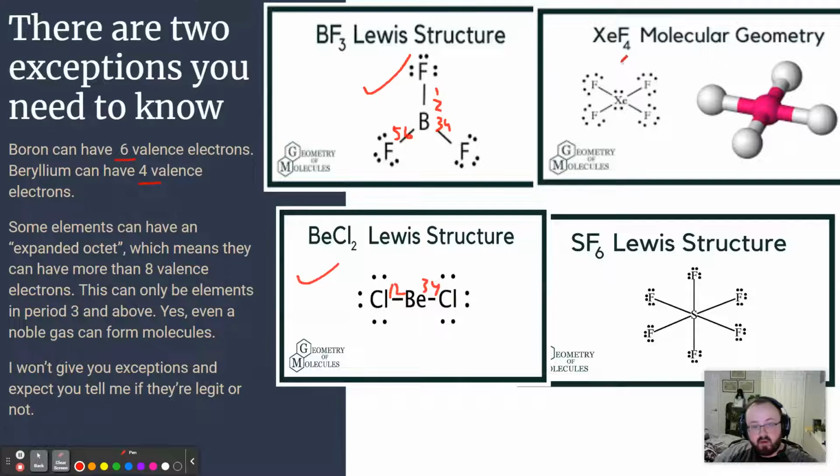And finally, we have what is known as an expanded octet, which means that this atom can have 1, 2, 3, 4, 5, 6, 7, 8, 9, 10, 11, 12. So we can have 12 electrons around the sulfur. You can also have xenon. Xenon, which is a noble gas, can form molecules because it's big, but this also has an expanded octet. I'm not going to throw these at you as a question to try to trick you. I will tell you when it's an exception, but when I say exception, you're going to have to reference the slide in your notes.